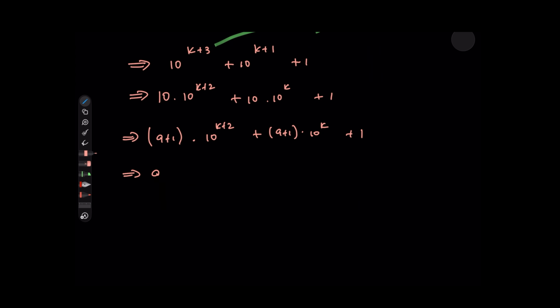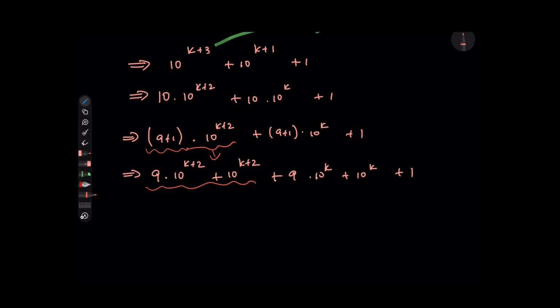So I'm going to get 9 multiplied by 10 to the power of k plus 2, plus 10 to the power of k plus 2, plus, now this time, we have 9 by 10 to the power of k, and then 1 by this, which will just be 10 to the power of k, plus 1. Okay, where this here is this part here, and this here is this part here, right? And the plus 1 is the plus 1. We didn't touch that.